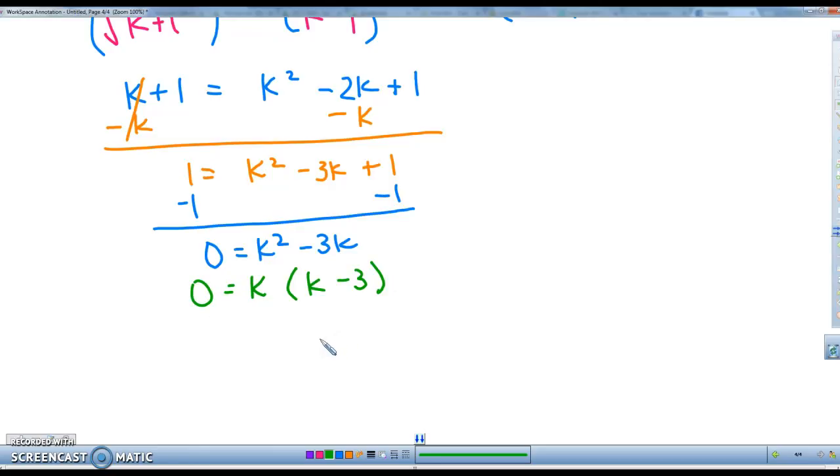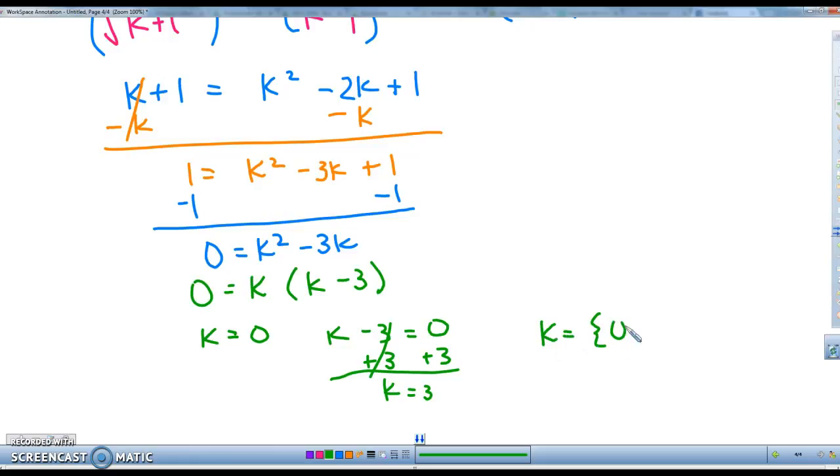To solve for k, because I do want to solve for my variable, I'm going to set each factor equal to 0. So I'm going to say k is equal to 0, and k minus 3 is equal to 0. This one is already solved, but this one I'm going to add 3 to both sides so that I get k by itself, and k is equal to 3. So then my solution set for this problem would be k is equal to 0 or 3.